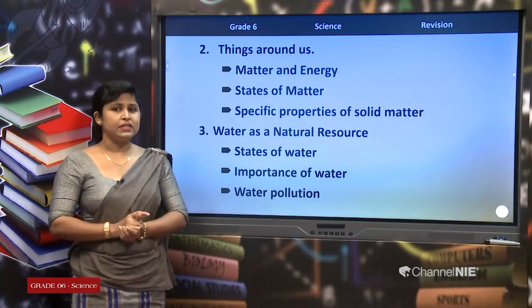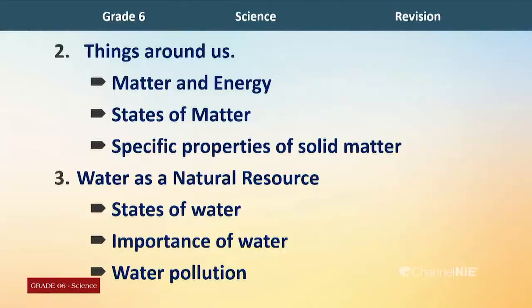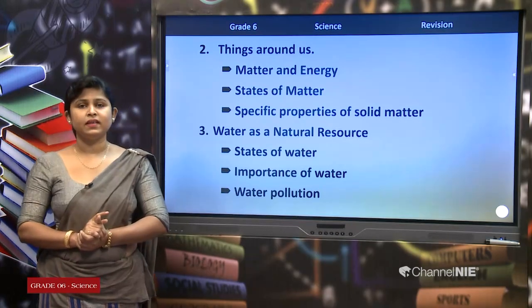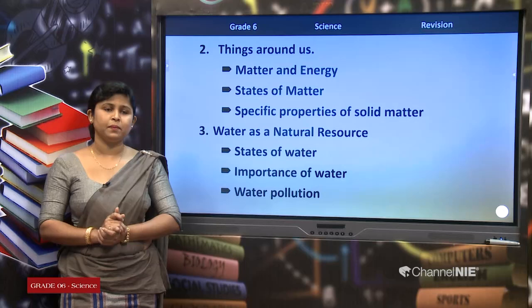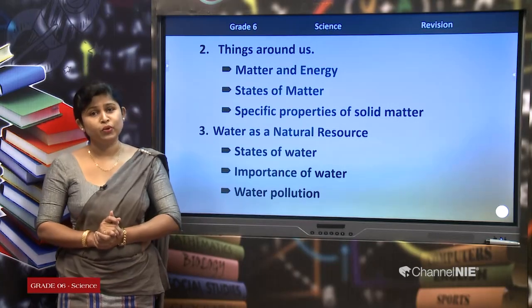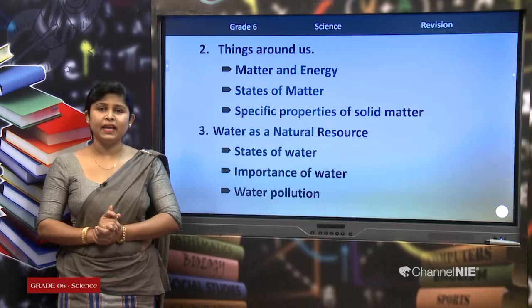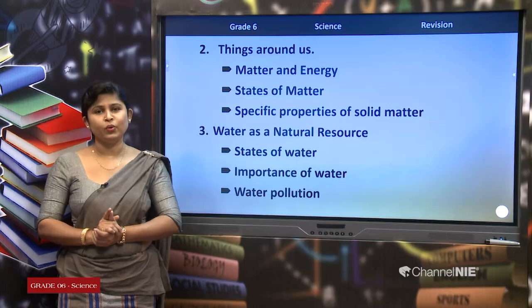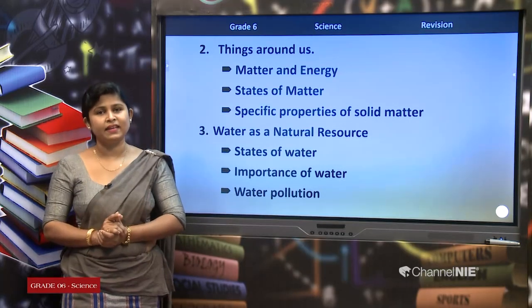The second unit was the things around us: matter and energy, states of matter, specific properties of solid matter. I think you all can remember in this unit we were talking about matter and energy. How did we define matter? Can you remember? Yes, I think. We defined matter as the things that occupy a space and have mass. The things without mass and that do not occupy a space are called energies. Energies do not occupy a space and they do not have a mass. I think you can understand the difference between matter and energy.